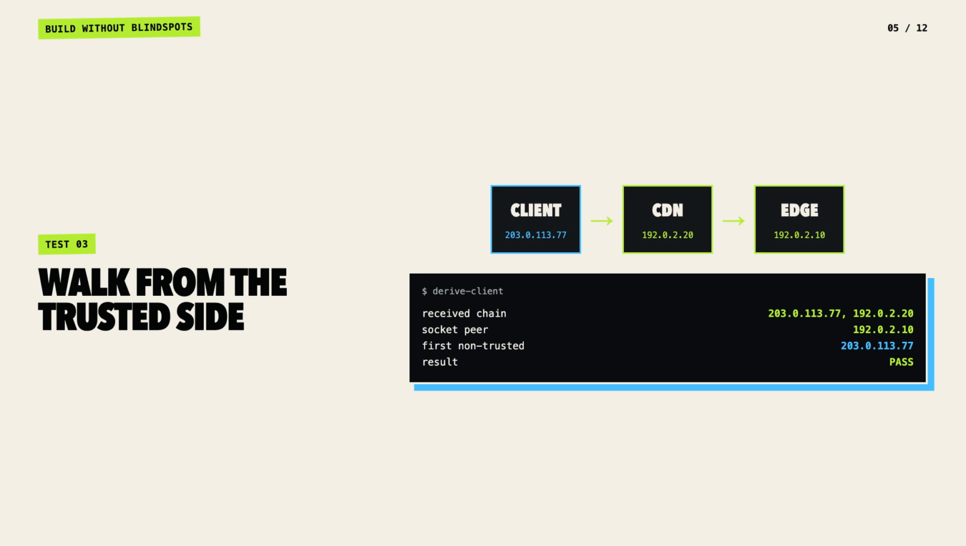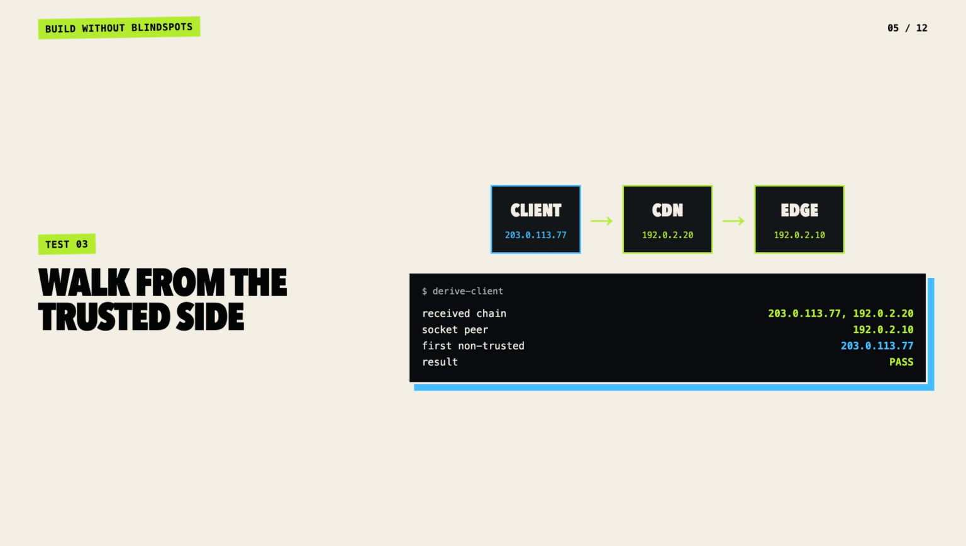You cannot answer from position alone. You answer from the trusted path. Start with the socket peer, the hop connected to the app. If that peer is trusted, move one address outward through the chain. Continue while the address is a proxy you trust. The first address outside the trusted proxy set is the derived client for this topology.